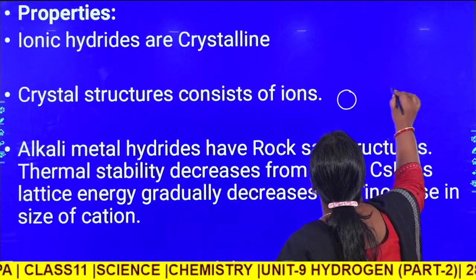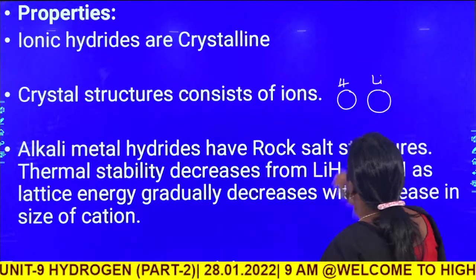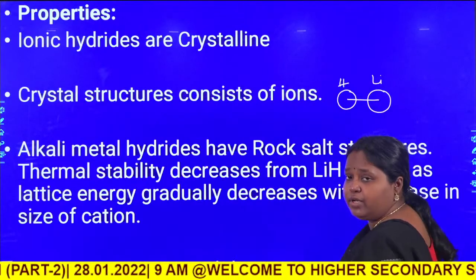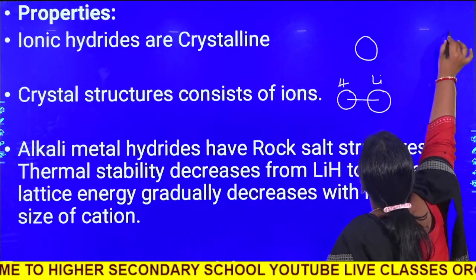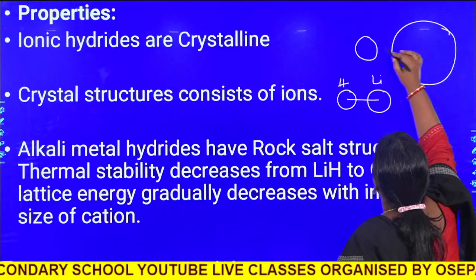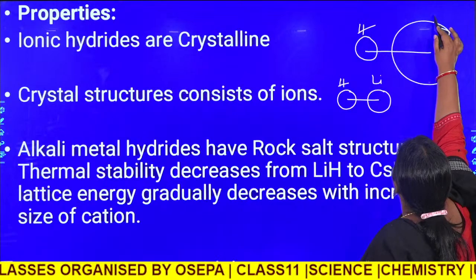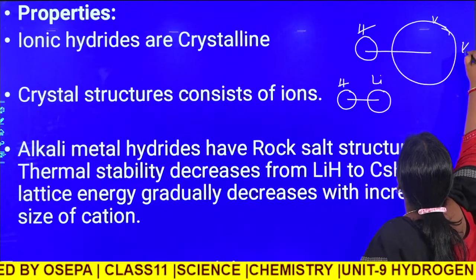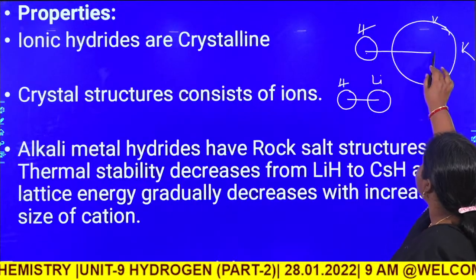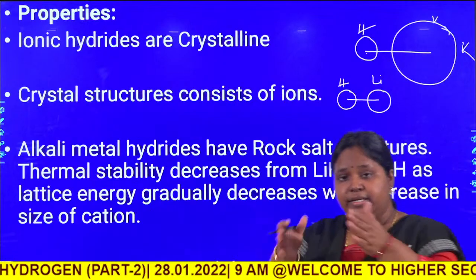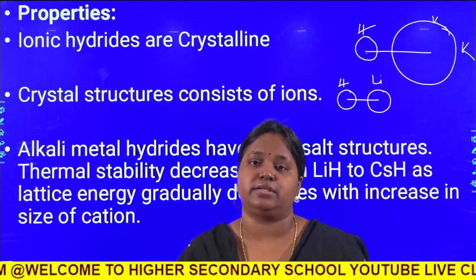Suppose this is hydrogen and this is your potassium. As the size of the cation increases, the distance between their nucleus increases. As the distance between the nucleus increases, that means the force of attraction will decrease.